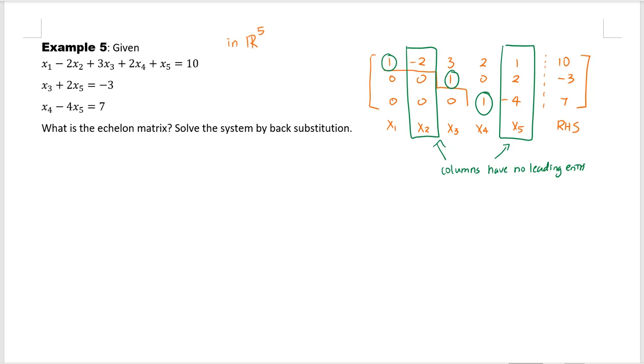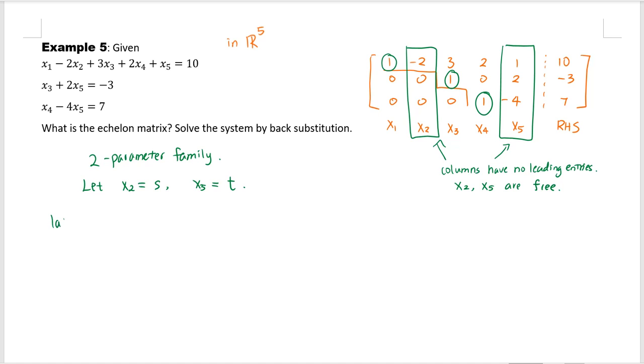What does it mean to say they have no leading entries? It means x2 and x5 are free. So we can let them be parameters s and t. So here we get a 2 parameter family. Let x2 be s, x5 be t. And then let's do back substitution.